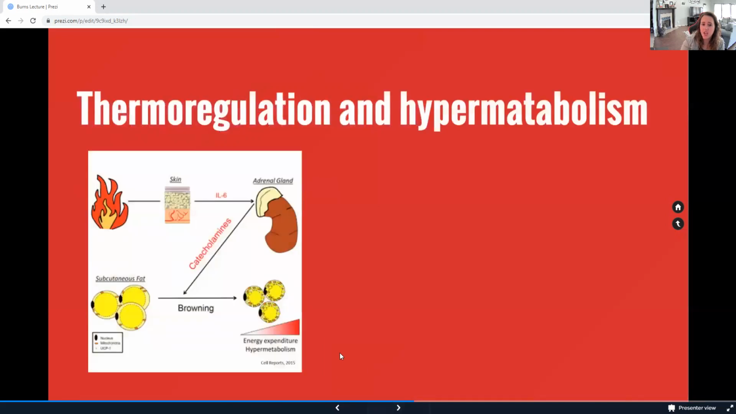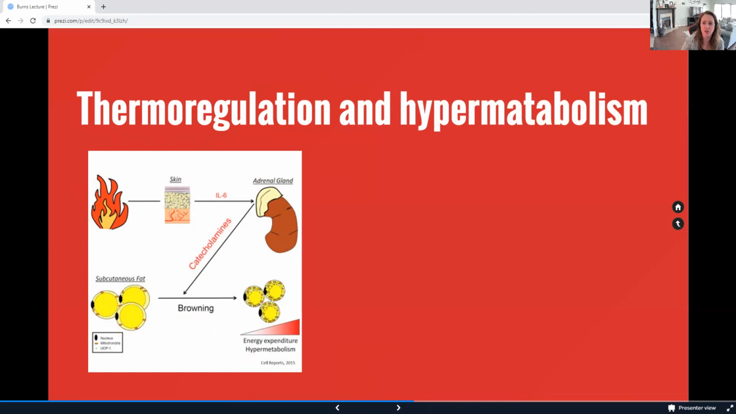And then another mechanism of injury is our thermoregulation and our hypermetabolic state. So if I have a burn and I've lost my skin, which helps me regulate my temperature, and my adipose tissue, which again helps me regulate my temperature, I'm kind of a sitting duck, right? So the room needs to be kept anywhere from 85 to 100 degrees to help regulate the patient's temperature.